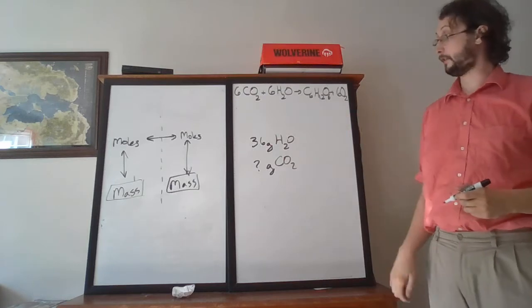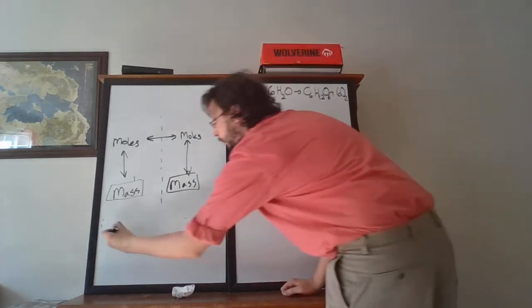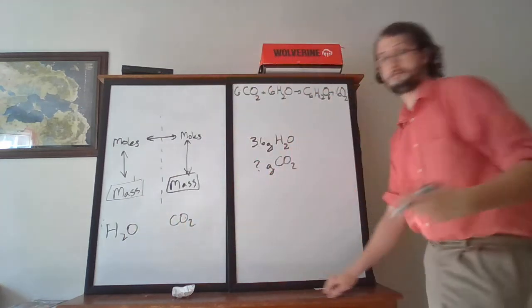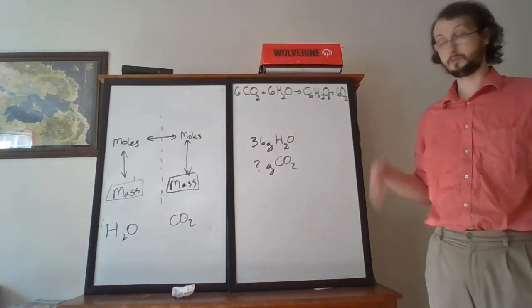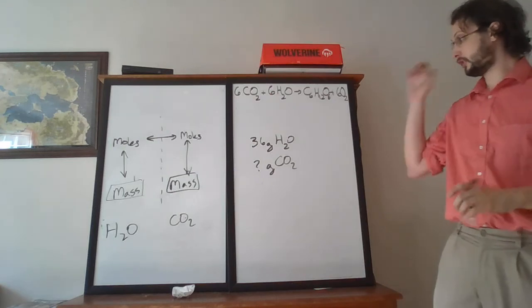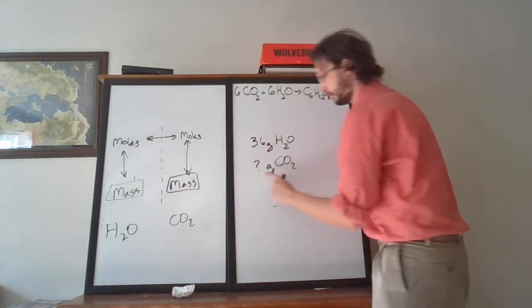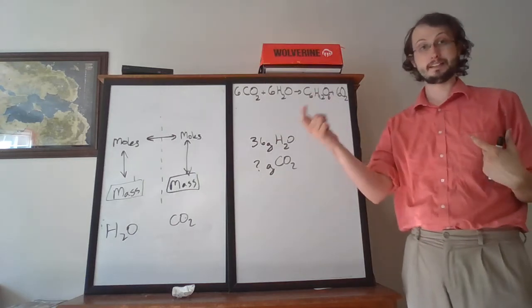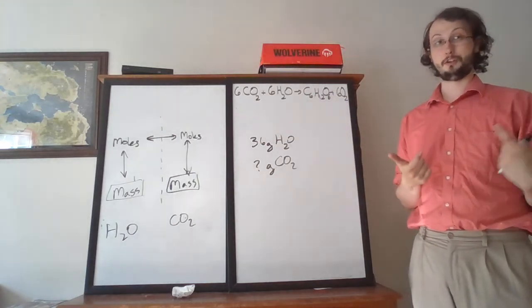So let's go ahead and use our graphic organizer. We're going to put water on the left-hand side and carbon dioxide on the right-hand side. It doesn't matter which side you put them on, we're just going to do it like that here. So we're starting off with mass of water, and we're trying to get to mass of carbon dioxide. And just like last time, there's no conversion that takes you from mass of one substance to mass of another.